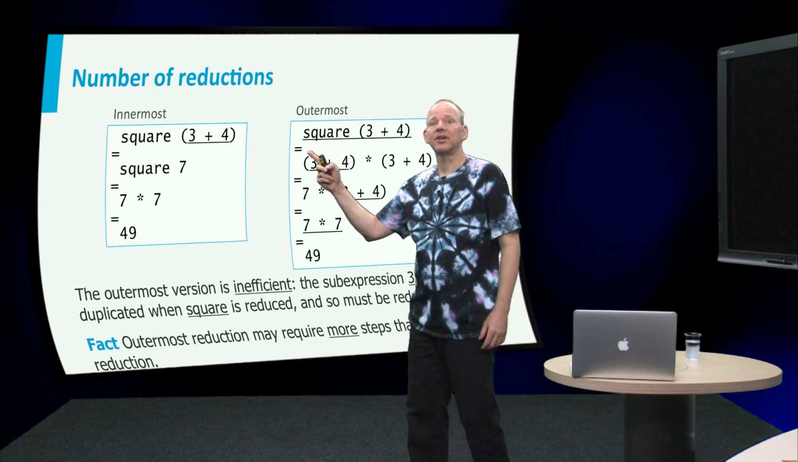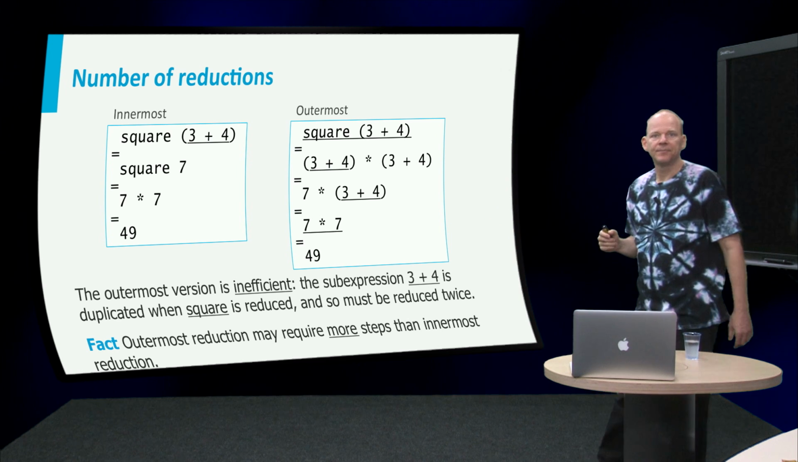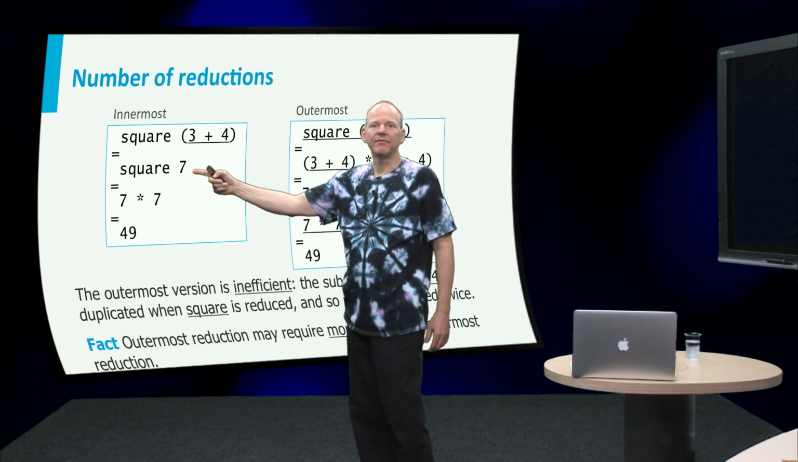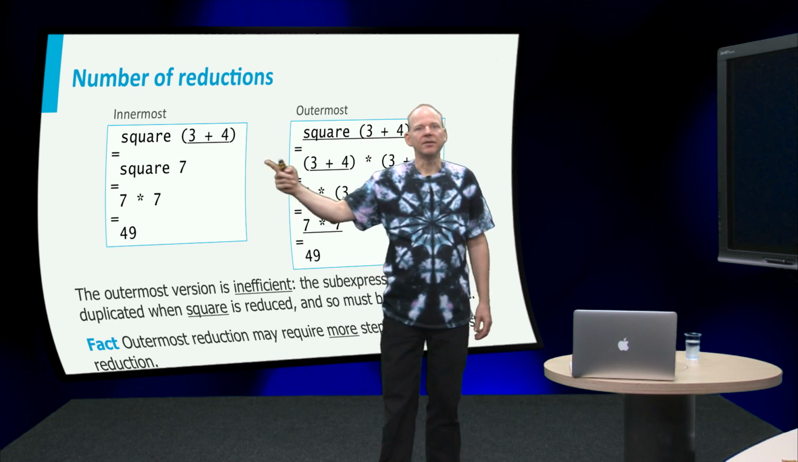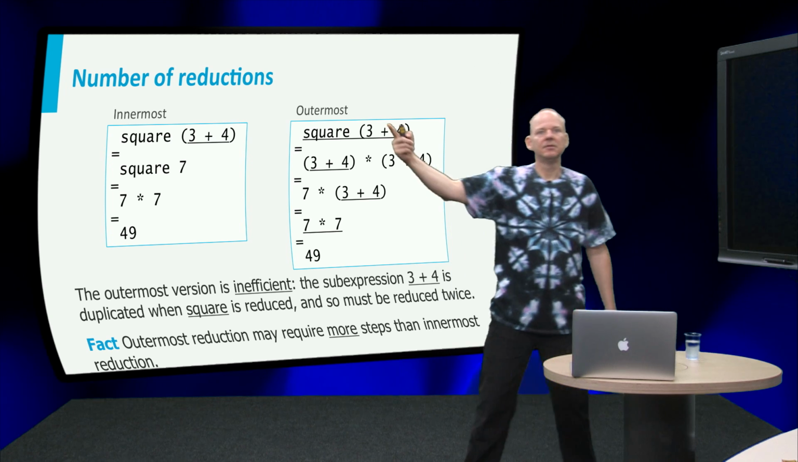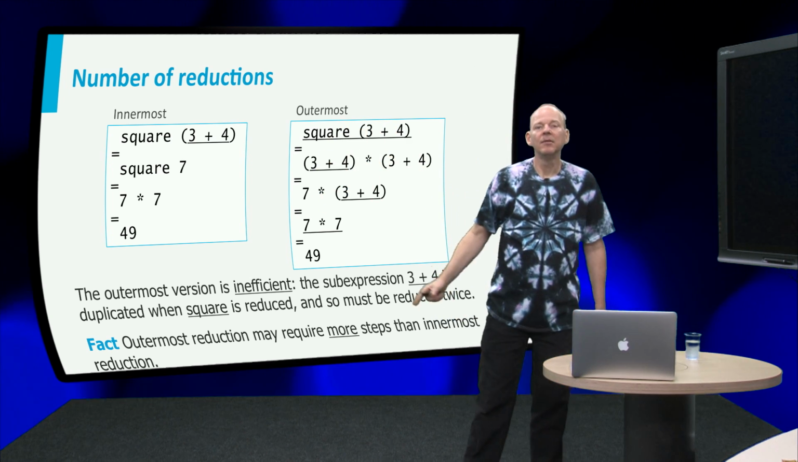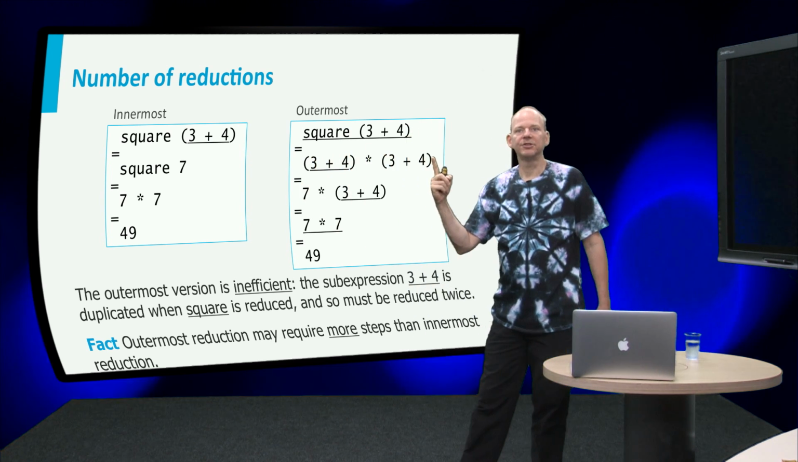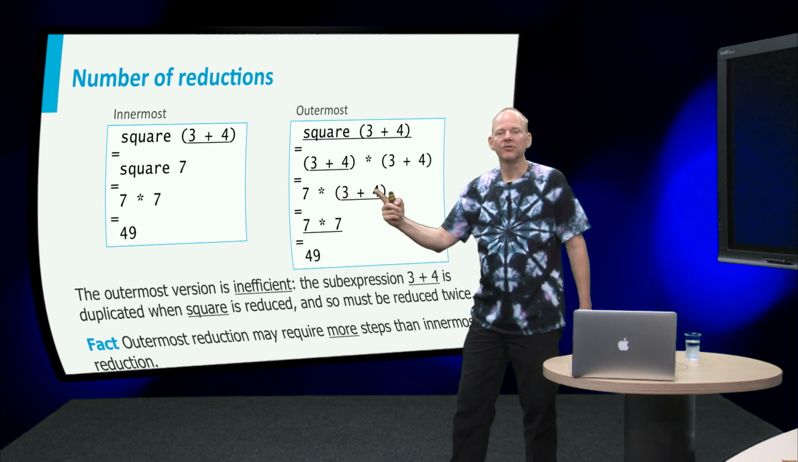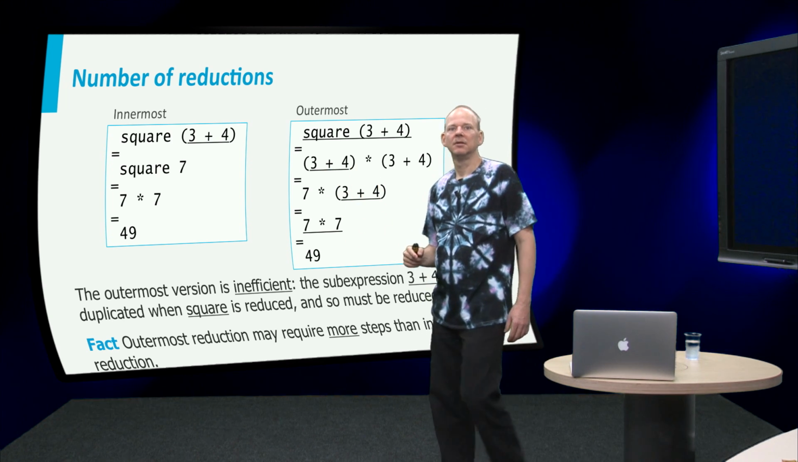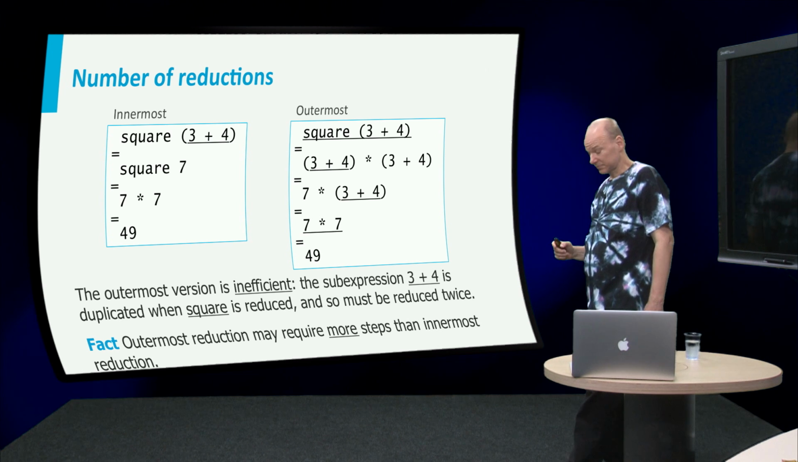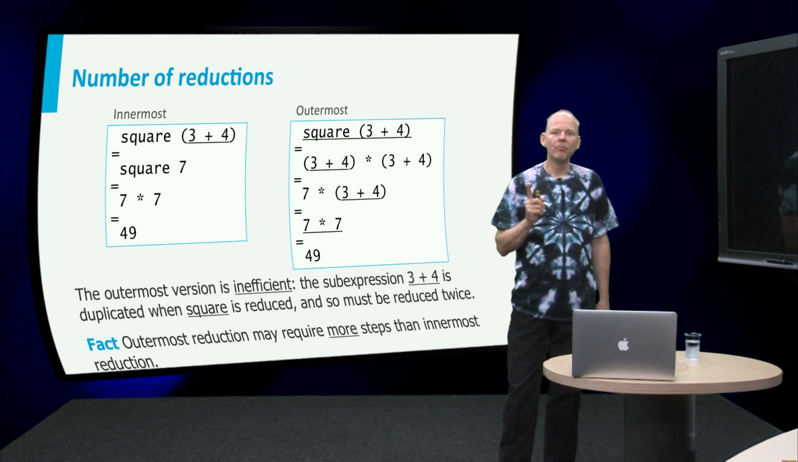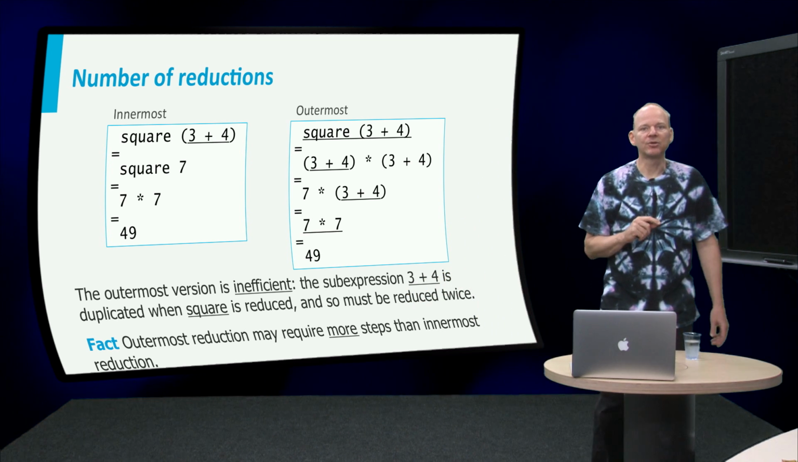And this is our familiar example with square. If we do the innermost reduction, we do 3 plus 4, 7. 7 times 7, 49. So this is done in 1, 2, 3 steps. But if we do the outermost reduction, we're duplicating that reducible expression 3 plus 4. So we're doing the work twice. Okay? So that's a fact that outermost reduction may require more steps than innermost reduction.